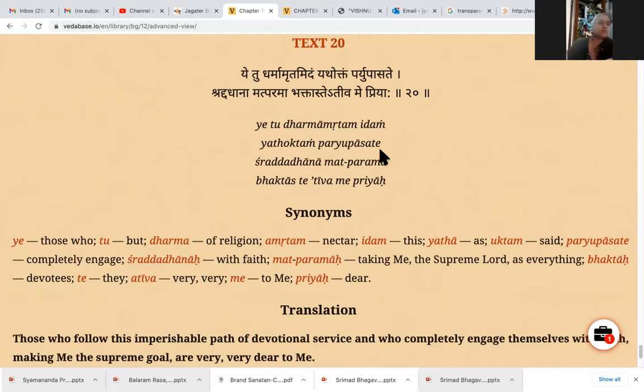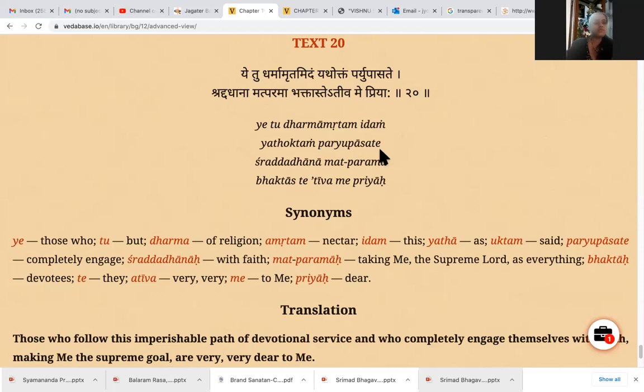Paryupasate. Upasate means to engage oneself in upasana or worship or devotion. The next word, Shraddha. Shraddha is of course faith, belief. So Shraddha means with faith, rock steady faith, the kind of faith that no matter what, Krishna will take care of them. So Shraddha Mat Parama.